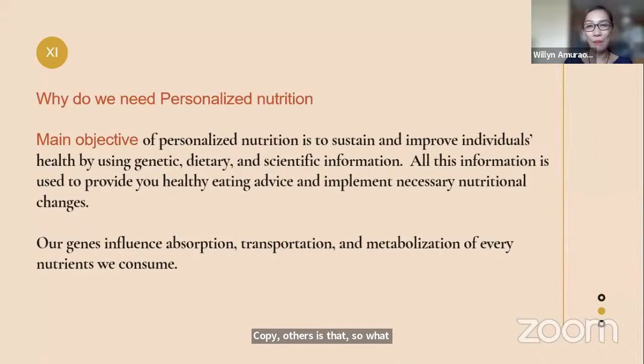You don't have to copy the nutrition or the diet of this person, because you also want to be fit. You want to maintain those muscles, which is not also applicable to you. So in personalized nutrition, you have to adapt what is the appropriate diet for you, because we have individual uniqueness. Our body was designed differently.